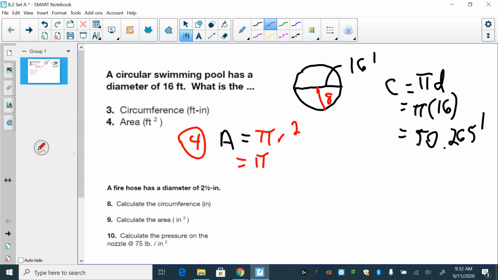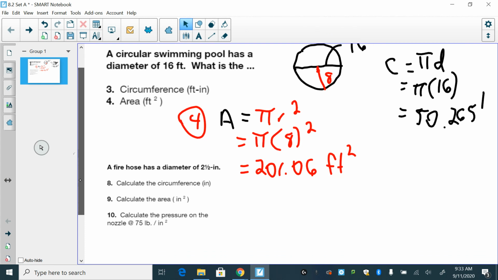So the formula was pi r squared. You're just going to go pi multiplied with 8 squared. You can just type that on your calculator. If you want to do pi times 8, you can do that as well. I'm going to use pi, times 8 squared equals, and I get 201.06 feet squared.